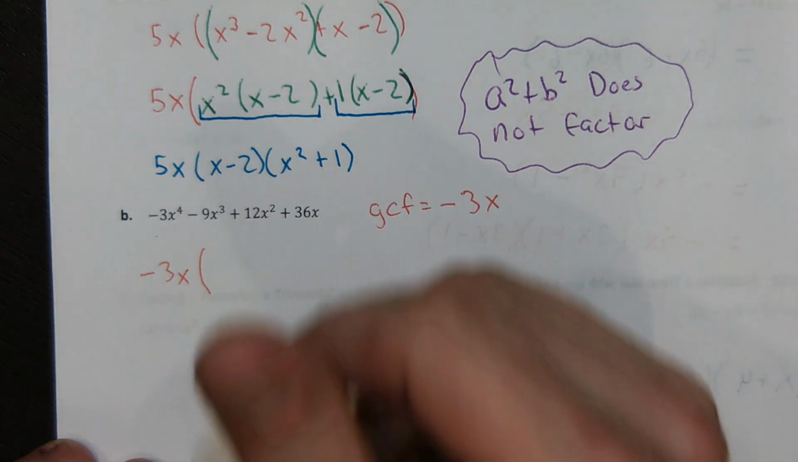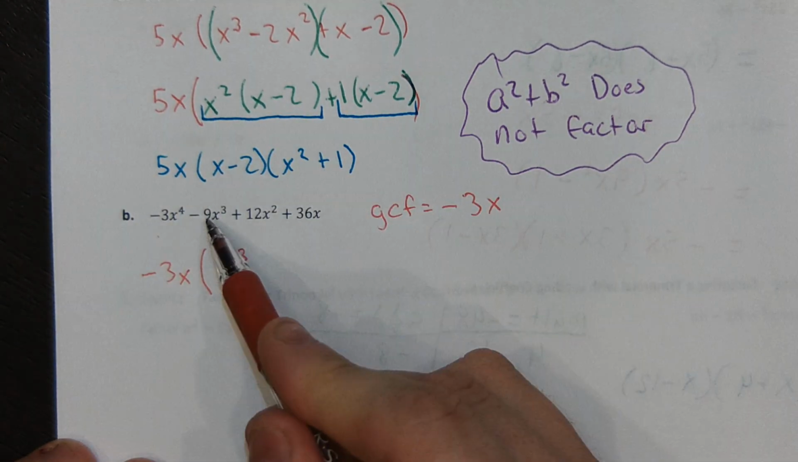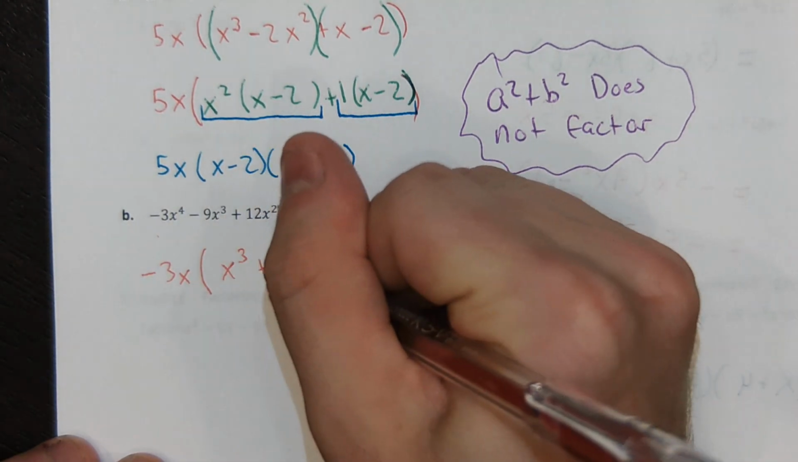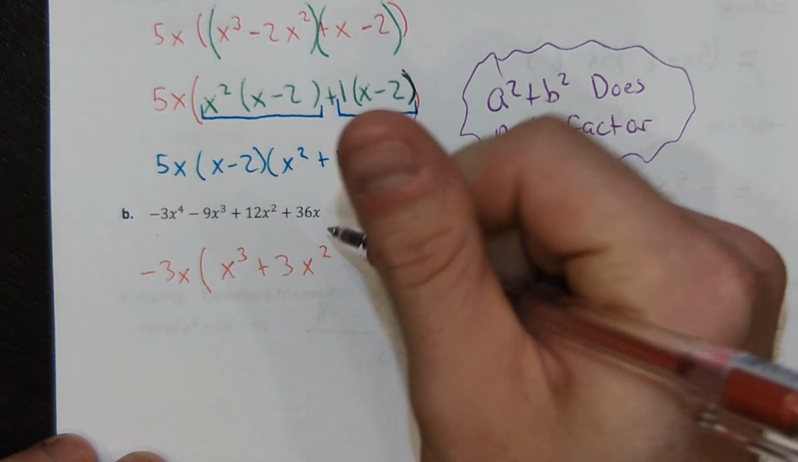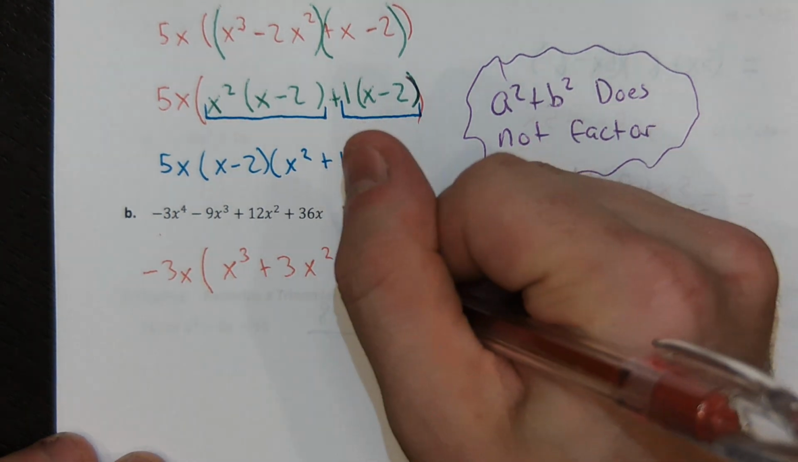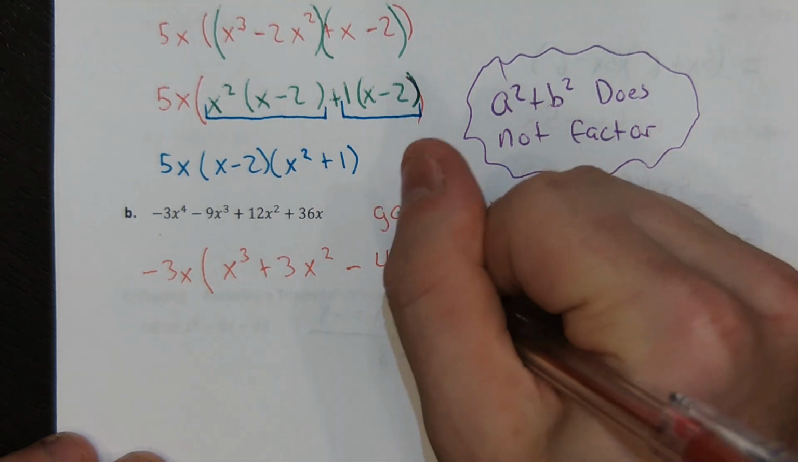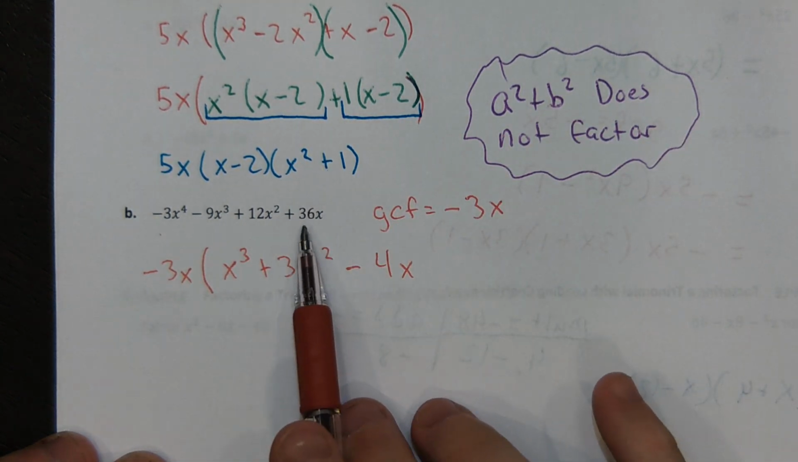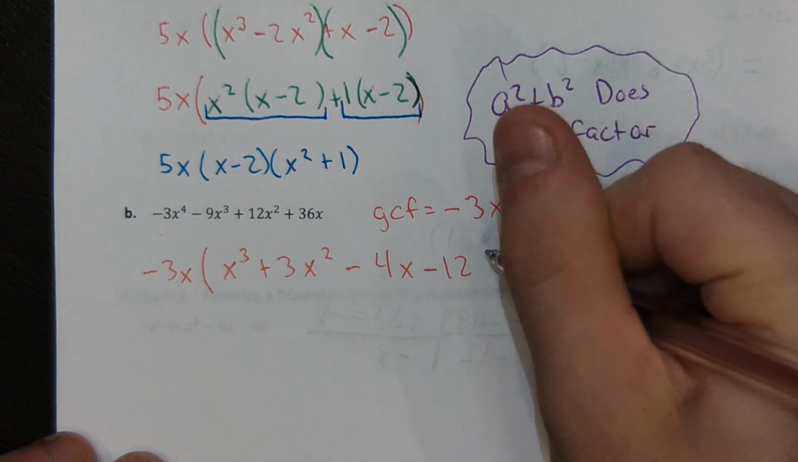Dividing -3 by -3 gives me 1. I took one of the 4 x's. -9 divided by -3 is positive 3, and I took one of the 3 x's. Now 12 divided by -3 is -4, and I took one of those 2 x's. 36 divided by -3 is -12, and I took its x.